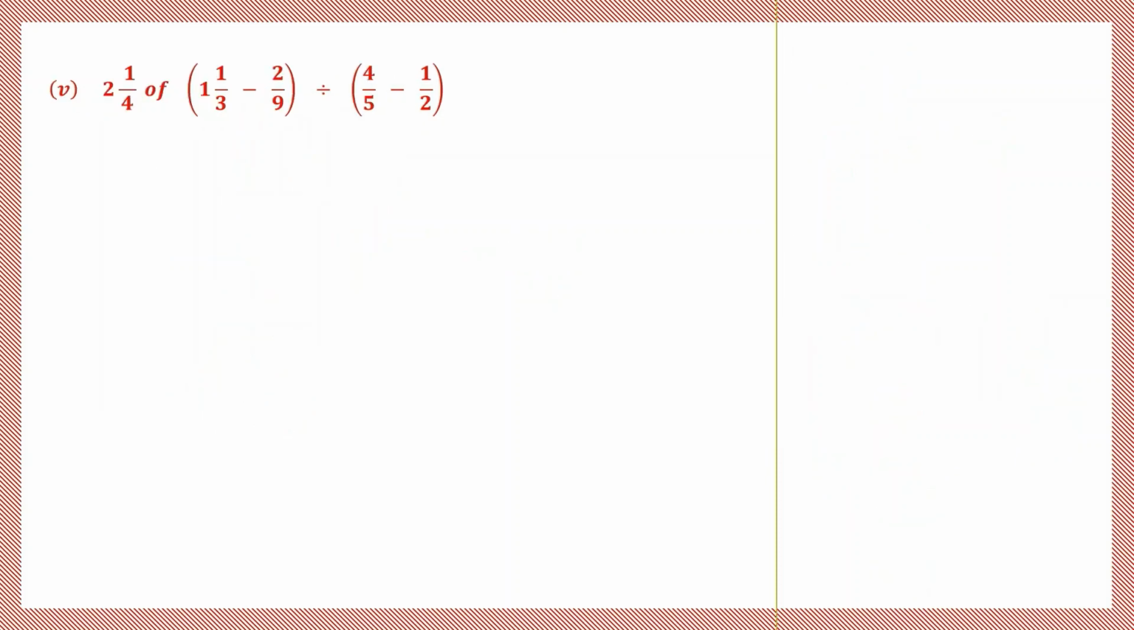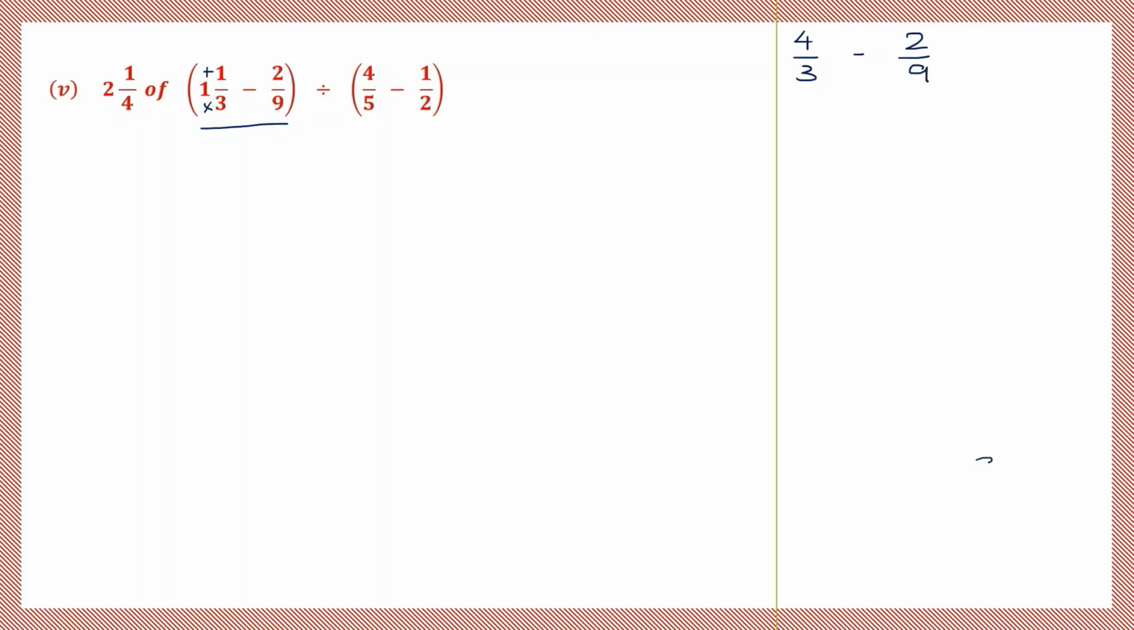Question 5. Now here also we have different operations. We have OF, we have two brackets, and we have division. Now we can do any of these brackets first. So let's begin with this one. So this is the first bracket that we're going to do. That is 1 and 1 by 3 minus 2 by 9. So let's convert it here itself. 3 ones are 3 plus 1 is 4. So that is 4 by 3 minus 2 by 9.